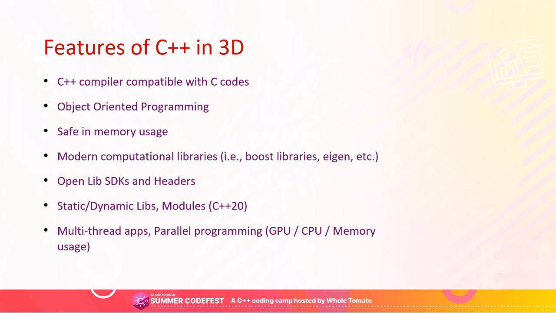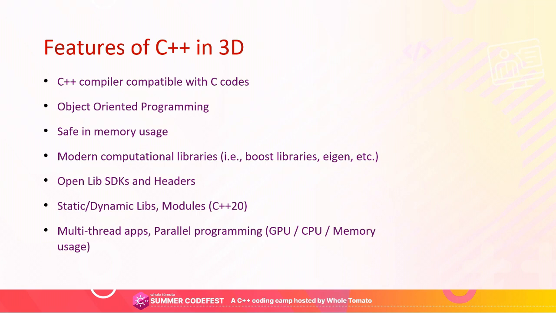Now, let's look at the features of C++ in 3D. The C++ compiler is compatible with C code. That means all the power of C you have in the C++ compiler. C++ is an object-oriented programming language. That means you can have many objects and many subsets of the objects, and you can reach each of these objects without losing any speed by using object-oriented programming skills.